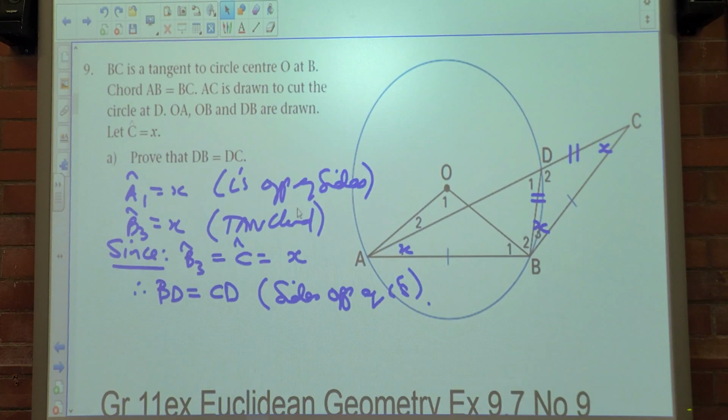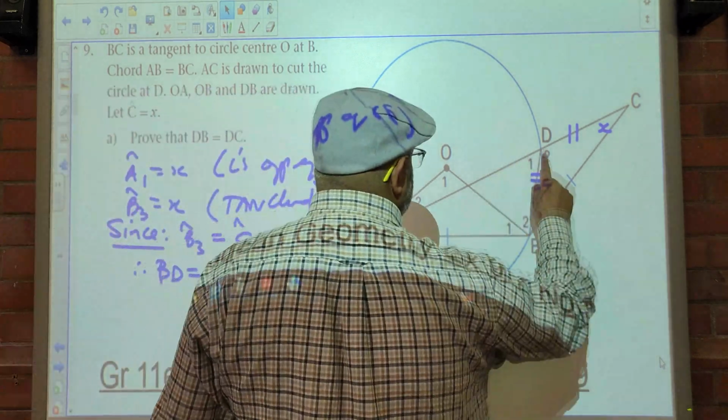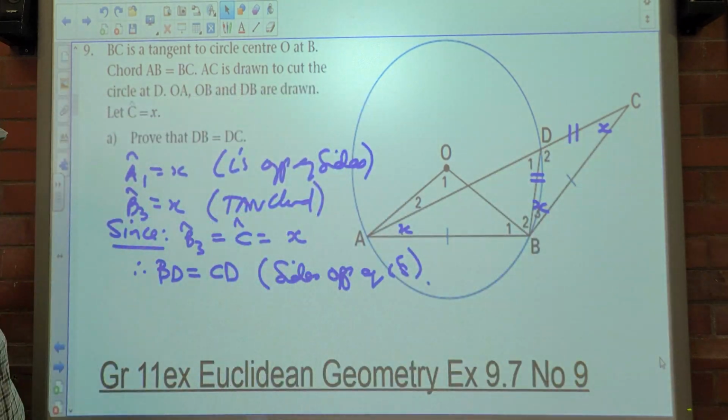Just to refresh our memory, what is given so far? DC is a tangent to the circle at center O. Then we are told that chord AB is equal to BC. AC is drawn to cut the circle at D. Then we are told that OA, OB and DB are drawn. Let angle CBX. Prove that... So we have proved that already. We've done A already. So we proved that DB is equal to DC.